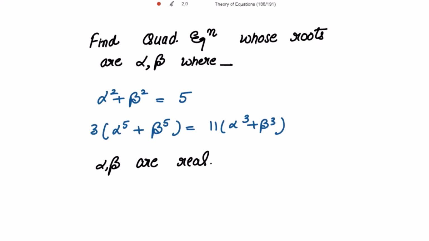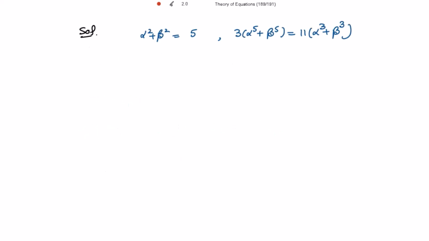We need to find the quadratic equation whose roots are alpha, beta, where these two conditions are given to us, and alpha and beta are real. So these are the conditions for which we need to get a quadratic equation. So how to get a quadratic equation?